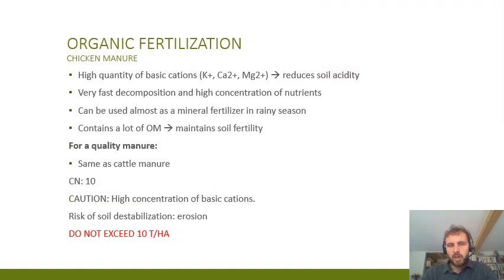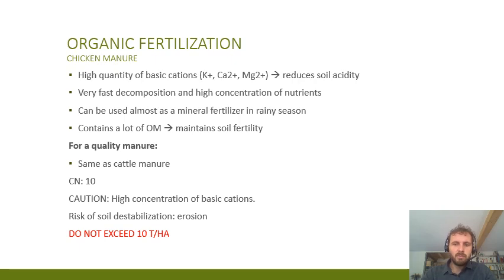Then you can use chicken manure. It's interesting because you have a high quantity of basic cations: potassium, calcium, magnesium. So it's really an interesting fertilizer also to reduce soil acidity. Usually you have a really fast decomposition and high concentration of nutrients. So especially in the tropics where the decomposition is fast, you can use it similarly to a mineral fertilizer. So at a specific moment, at a specific place, you can use it to get an effect on the crop. But it still contains organic matter, so it's interesting for soil fertility.